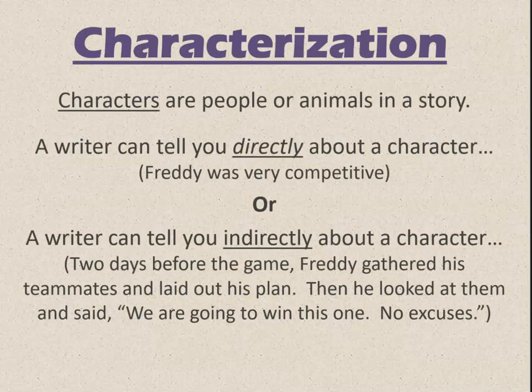Now, as I said, characterizations are the characters, the people, animals, individuals in your story. A writer can tell you directly about these characters. "Freddie was very competitive." Or a writer can tell you indirectly. "2 days before the game, Freddie gathered his teammates and laid out a plan. Then he looked at them and said, 'We're going to win this one, no excuses.'" Again, the author tells you that Freddie was competitive, but he doesn't actually come out and use those words. You'd use inferencing to determine that information.